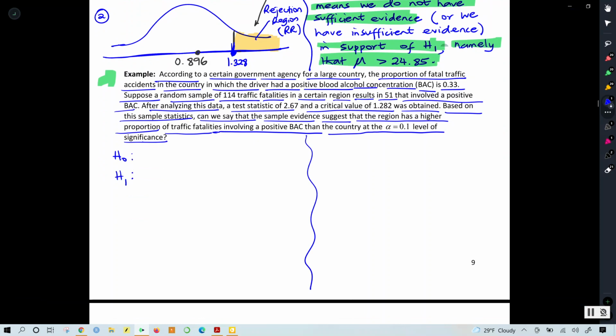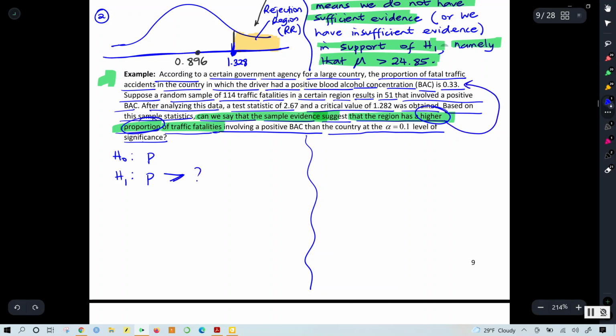I am looking for a claim, if any, that was made. Well, this is asking, can we say that the sample evidence suggests that the region has what? A higher proportion of traffic fatalities. Once I hear the word higher, this is comparative language. So we're interested in proportion, so I'm going to write P. So I want higher proportion. Higher will be greater than something.